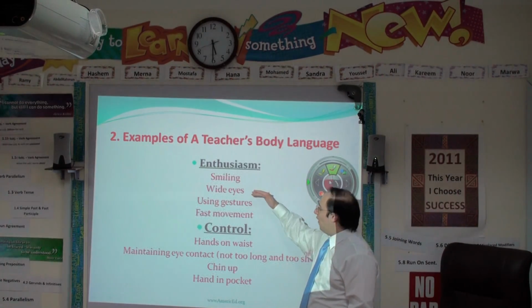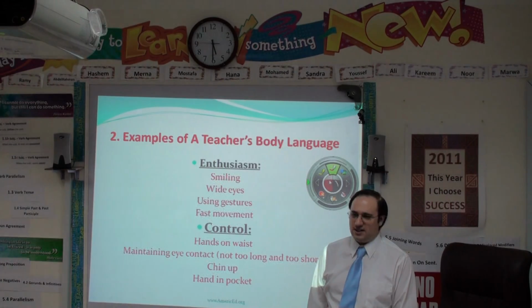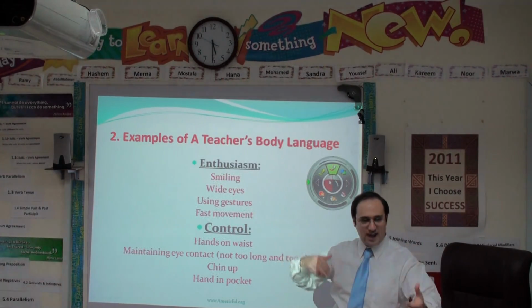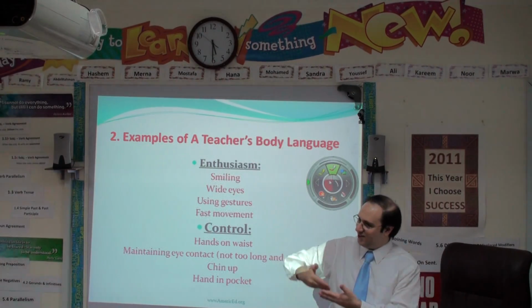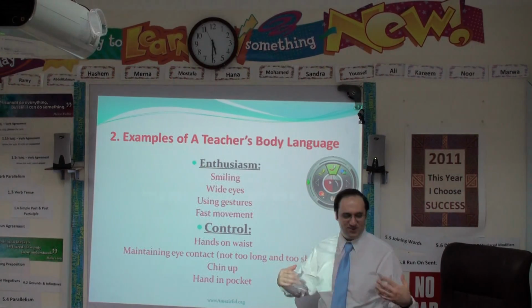So, smiling, wide eyes, using gestures. If I'm standing like this the whole time while talking, just standing still or sitting down, this shows a sense of boredom. But if I use my hands, I use gestures, I do like this, what was it? Infinite mentality. What I can see, we all remember.